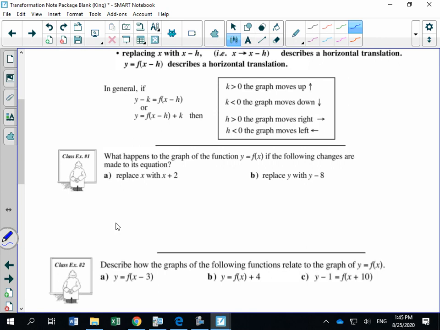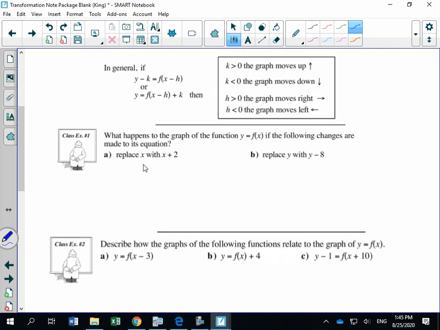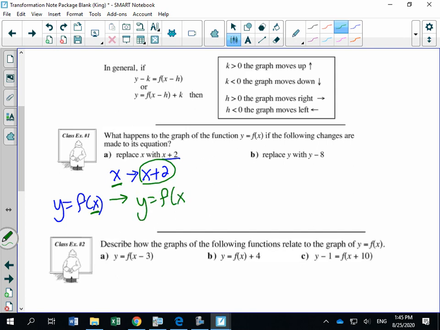And something called replacement notation. Okay, so what happens to the graph of this function when the following changes are made to its equation? So what they want me to do is replace x with x plus 2. Okay, so let's see what happens. We're given y is equal to f of x. And what they want me to do to this is take out this x and replace it with an x plus 2. So that would be f of x plus 2.